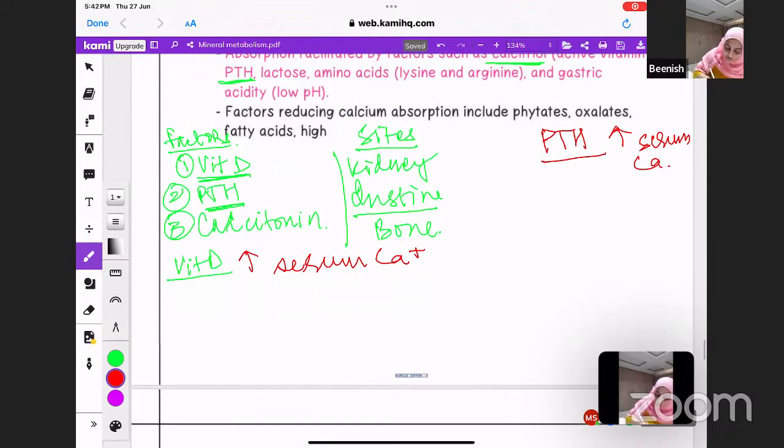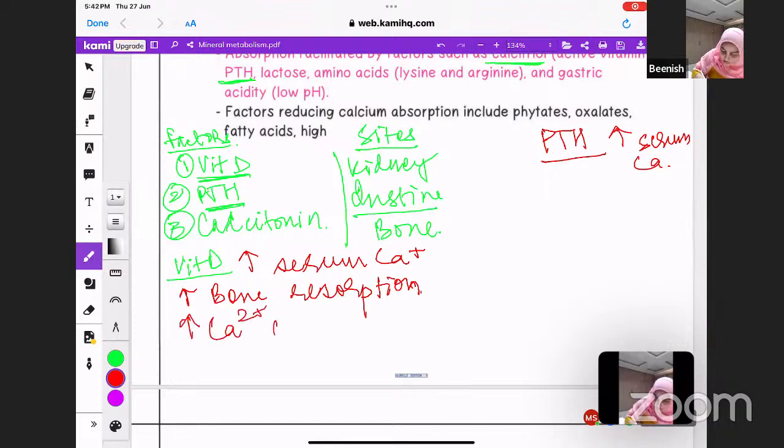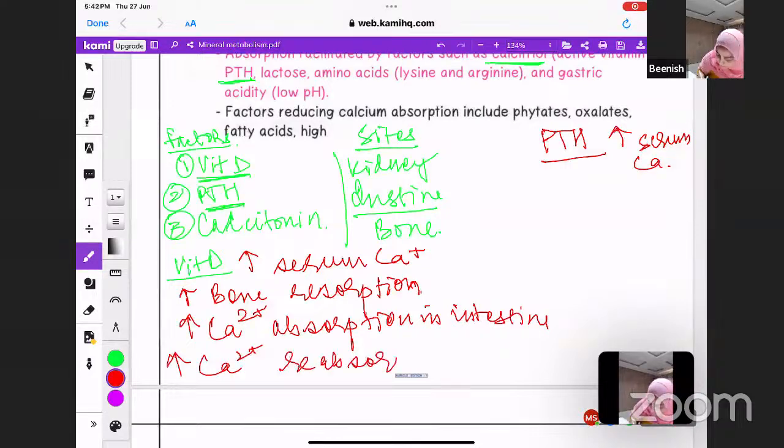Let's see how. Firstly, vitamin D is going to increase bone resorption. Secondly, it is going to increase calcium absorption in the intestine. And it is also going to increase calcium reabsorption in kidneys. And parathyroid hormone has the same effect. It increases resorption in the bones, increases calcium reabsorption in the kidney, and increases calcium absorption in the intestine.